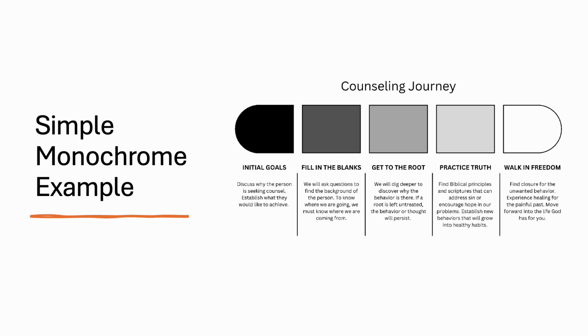Number 2, fill in the blanks. Ask questions, develop relationship, know where they want to go and where they've come from. Step 3, get to the root. Dig deeper in discovery. All right, so you know where the behavior is coming from. At this point, there would be a treatment plan written.